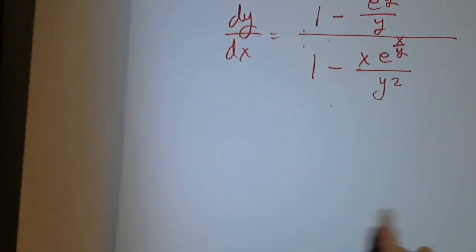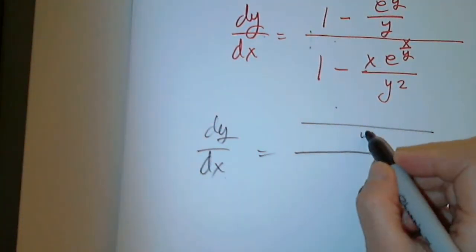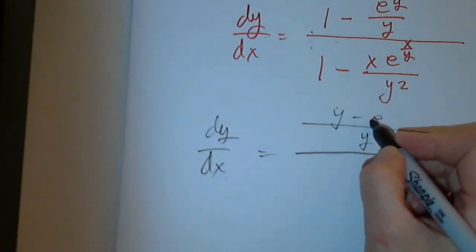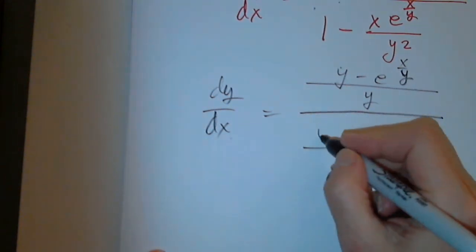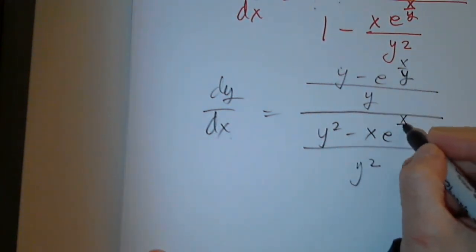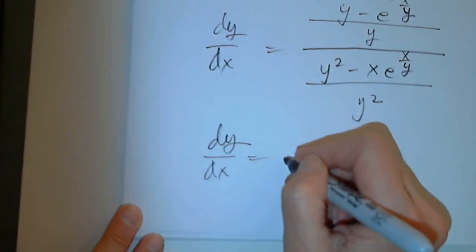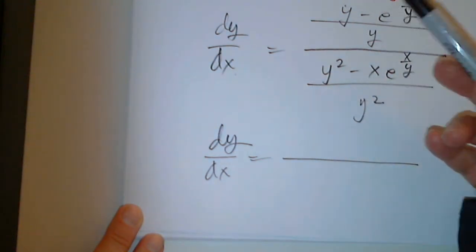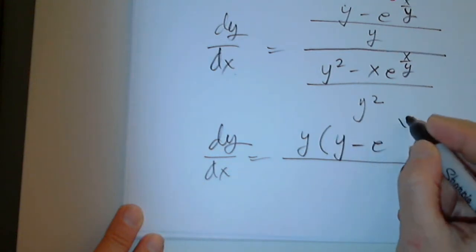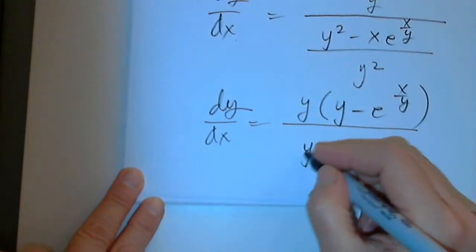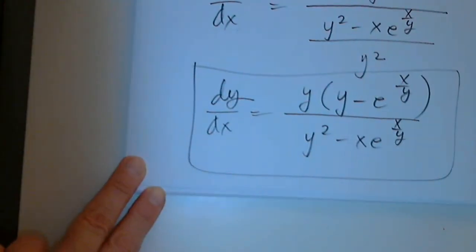Okay. So dy over dx. The least common denominator in the numerator is y. So then this is y minus e to x over y. And the denominator is y squared, which is y squared minus xe to x over y. So then finally dy over dx. After I flip this and I simplify, I have a y left in the numerator. And that is fine.